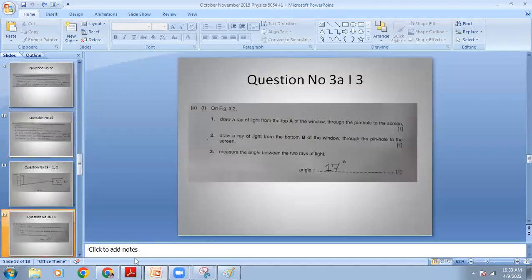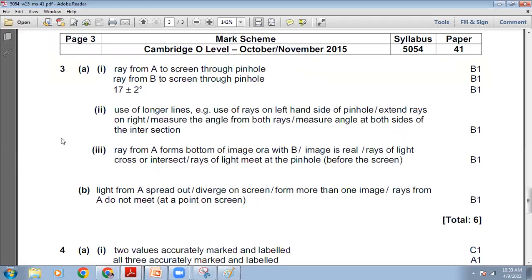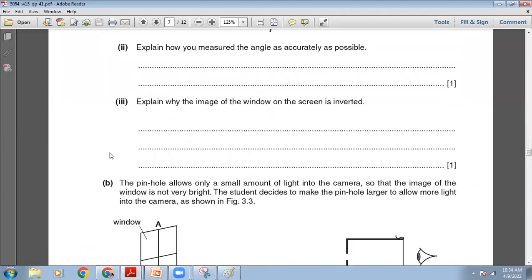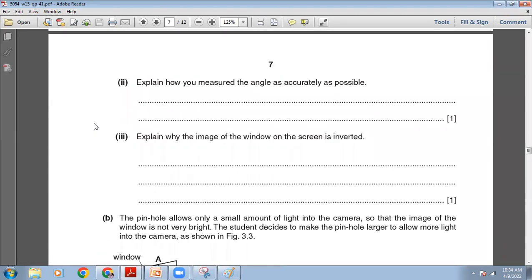So let me check the answer from the marking scheme. Ray from A to the screen through the pinhole, from B to the screen through the pinhole, and 17 plus minus 2 degrees. So our answers are perfect. Then their question is, he says, explain how you measure the angle as accurately as possible.